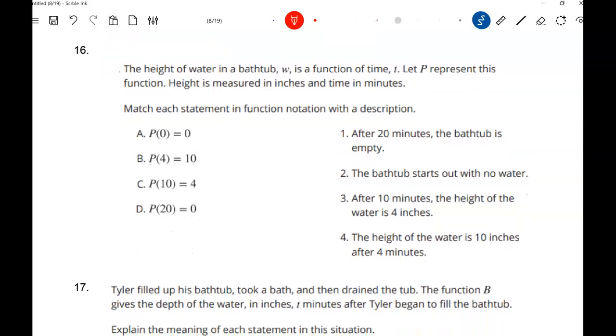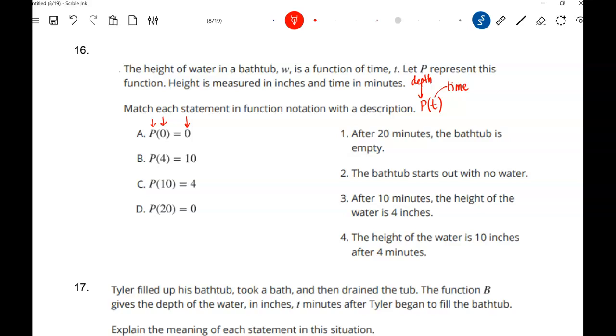Number 16, this is from Unit 4. The height of water in a bathtub is a function of time. Let P represent this function. Match each statement. What you need to remember is this is how it would be written, P of T. P is the depth. T is the time. So what A means is the depth of the water at 0 minutes is 0 inches.